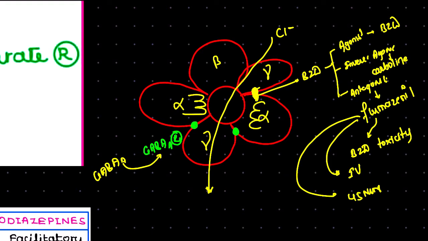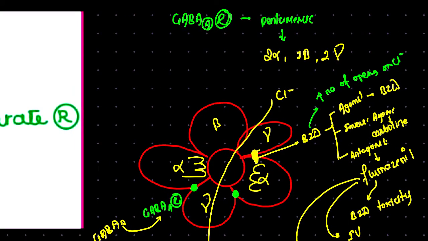Now one important point that I would like to mention right now is that benzodiazepine will increase the influx of chloride into the cell, right? How will it increase it? By increasing the number of times of opening of our chloride channel. That means it will increase the number of openings of the chloride channel, right?